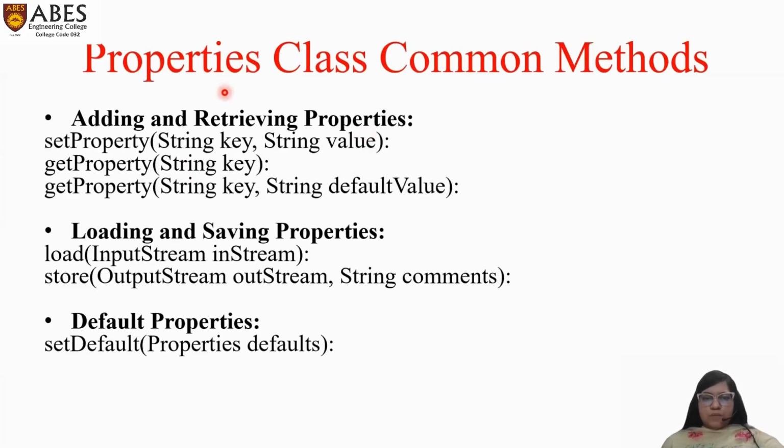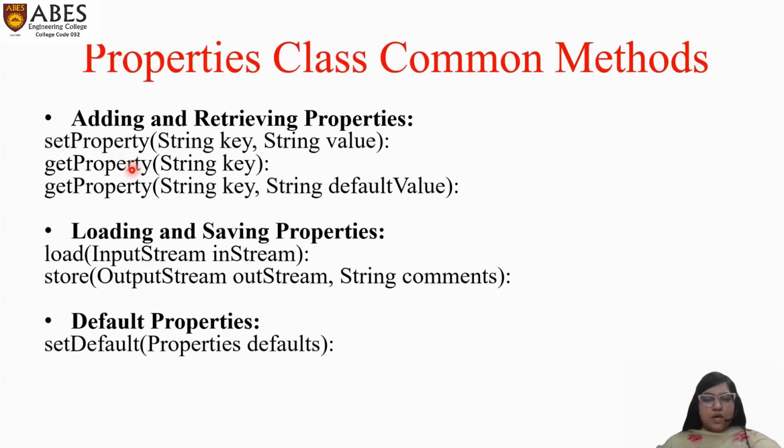Let's discuss the common methods of the Properties class. In this, first we have the adding and retrieving properties methods. First we have the setProperty method of a string key and a string value. The setProperty method is used to add a new key-value pair to the Properties object, or it is used to update the value of an existing key.